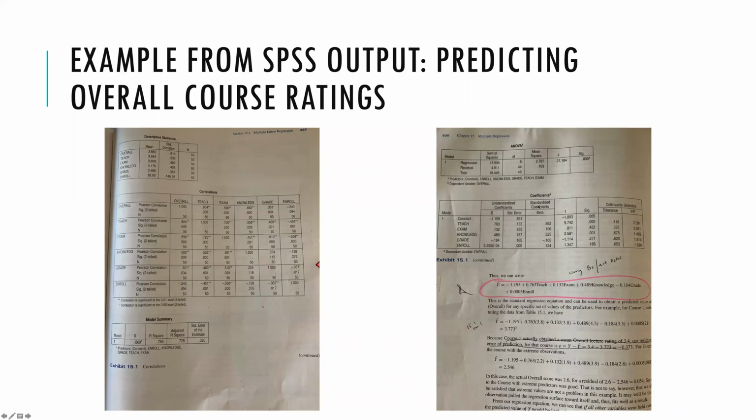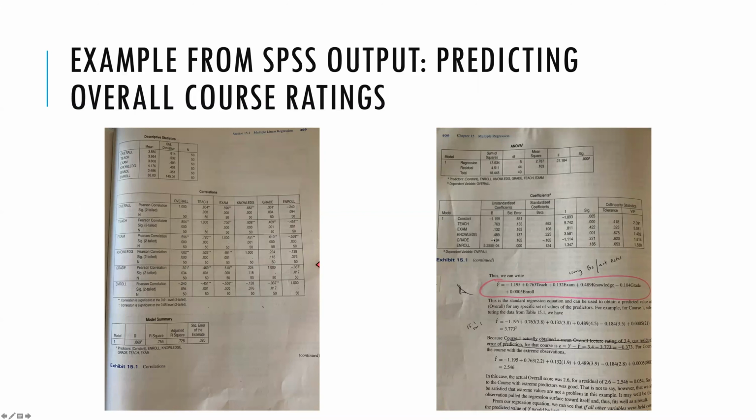Let's move over here. So each model, it's going to have a list of coefficients. So it's going to have my constant, which is going to be b sub 0. We're going to have our teach variable, which is x1. Our b sub 1 is 0.763, b sub 2 is 0.132, b sub 3 is 0.489, b sub 4 is negative 0.184. And we have standard errors associated with each of these b coefficients.